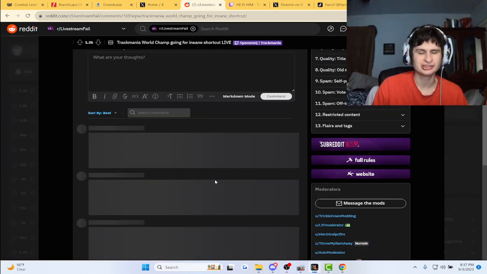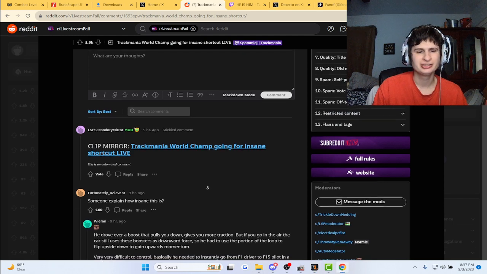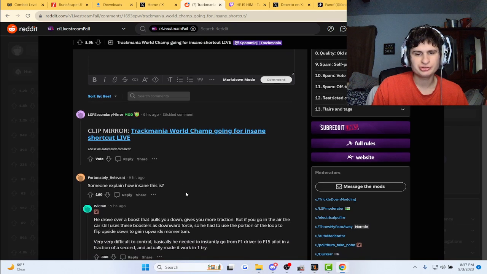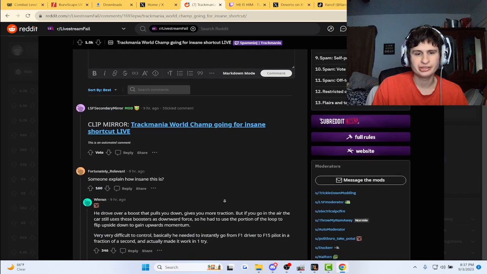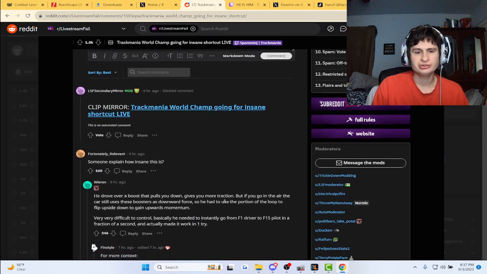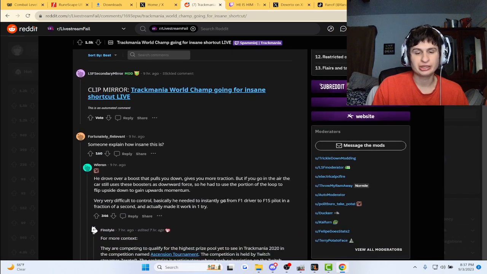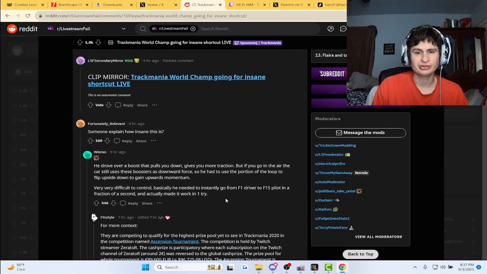If so, that was an insane thing, because shortcuts are hard to do like that. He drove over a boost that pulls you down, gives you more traction, but if you go in the air, the car still uses the boosters as downward force, so he has more portion of the loop to flip upside down to gain upwards more momentum. Very difficult to control. Basically, he needs to go from F1 zero to F1 pilot in a fraction of a second, and he actually made it work in one try.